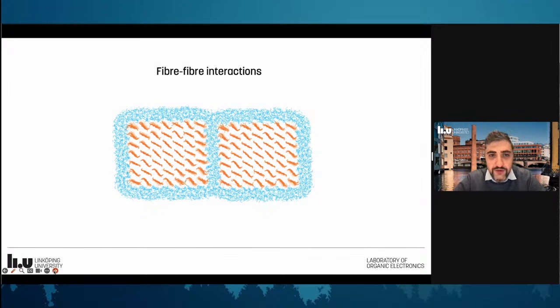So we now have 2 fibers placed next to each other, at different separation distances. The first system has a distance between the 2 surfaces of about 3 angstroms, and this particular case is with 8 angstroms.